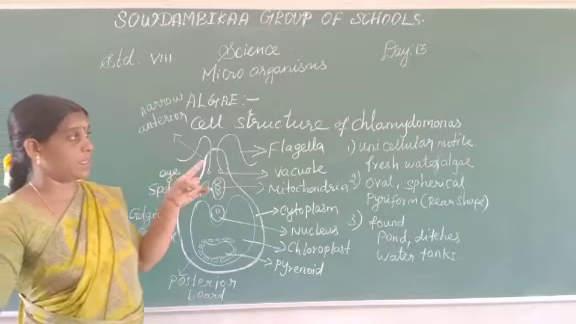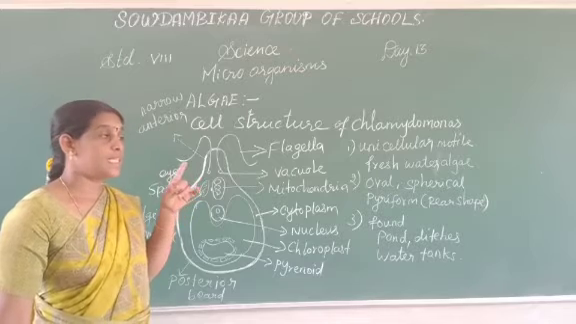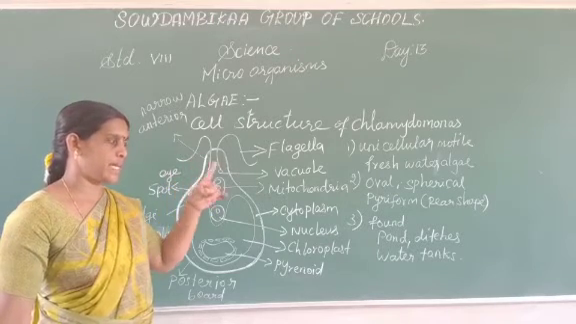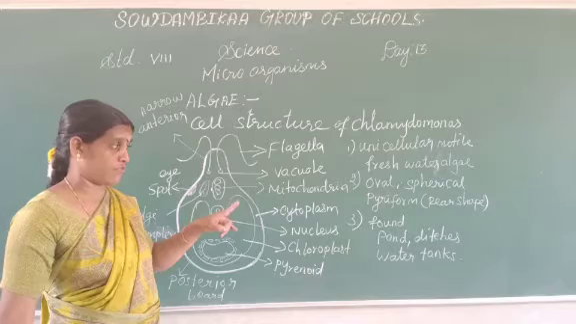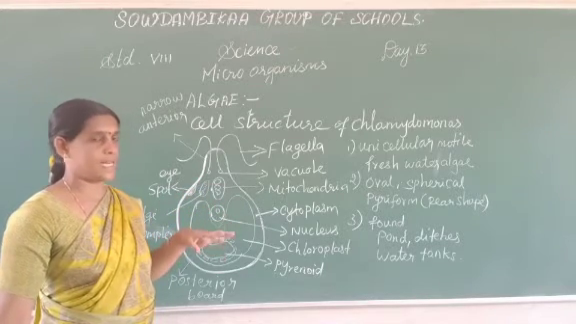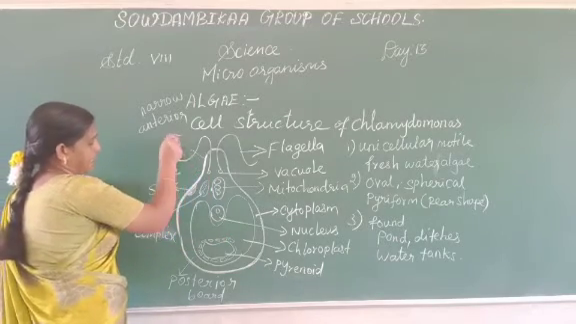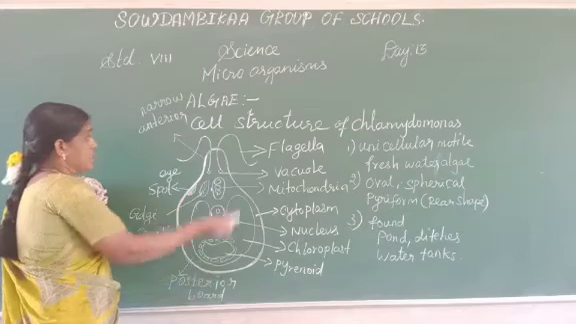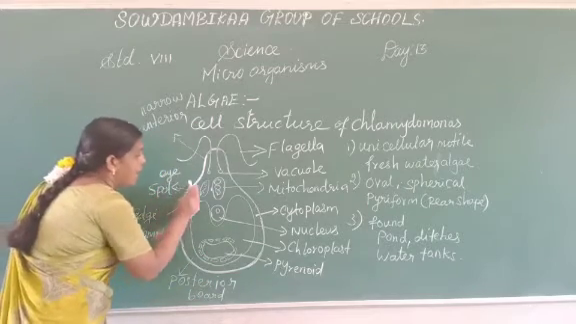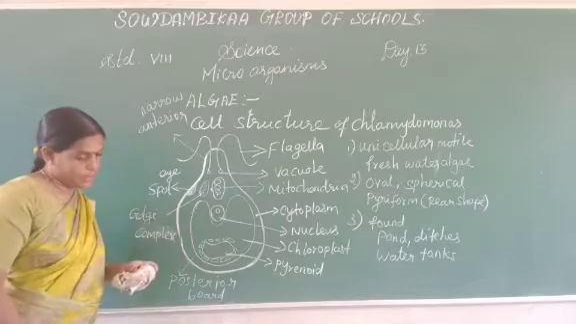Chlamydomonas is a simple unicellular motile freshwater alga. The shape is oval, spherical and pyriform. Where is it found? Pond, ditches and water tanks. This is the anterior part. This is the posterior part. The anterior part is narrow. The posterior part is broad.